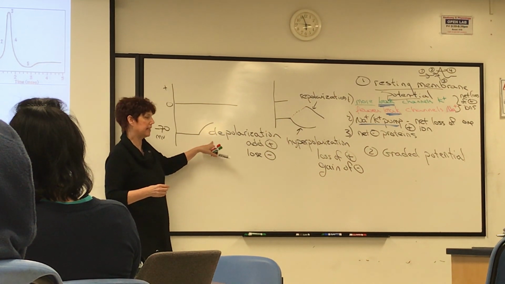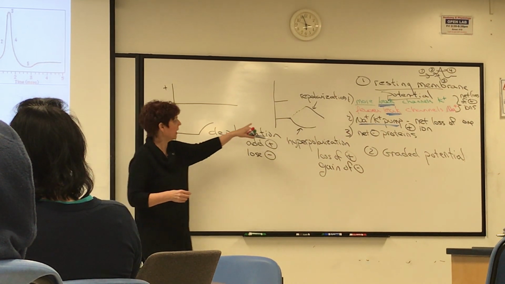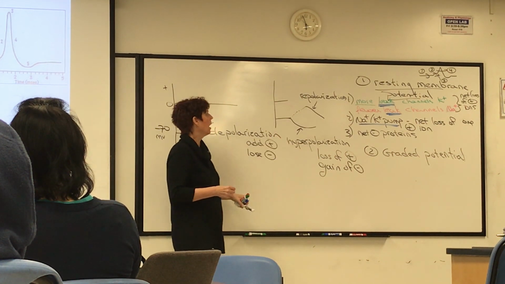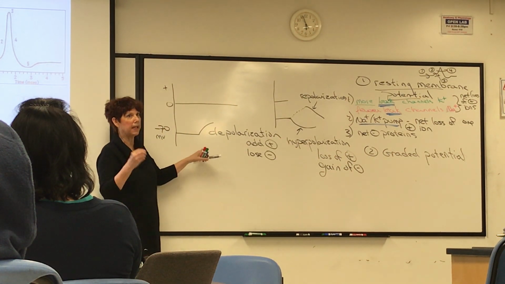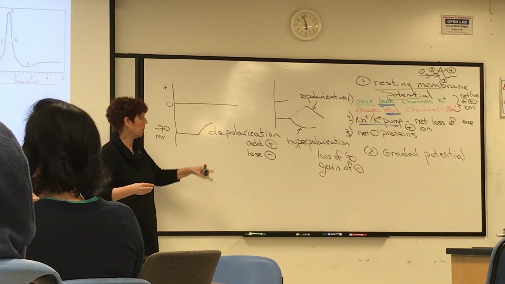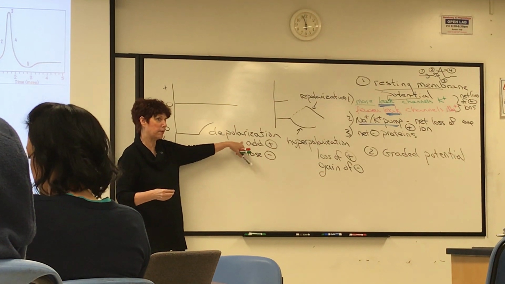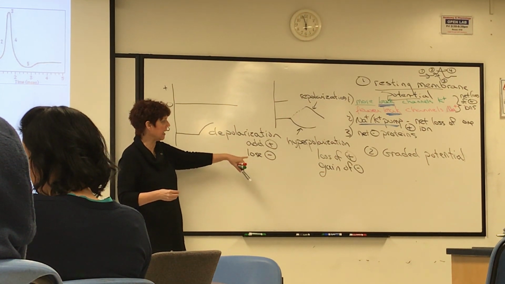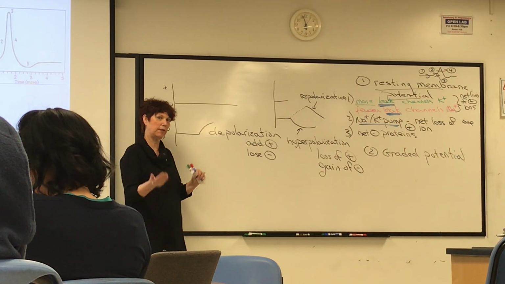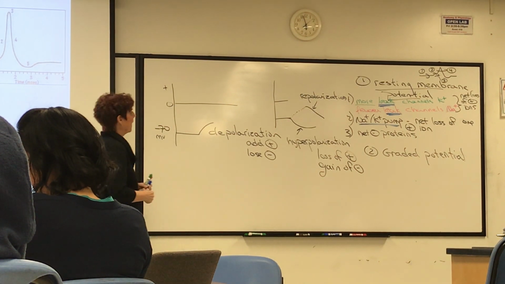Now, graded potentials, as you can see here, can go either direction. They can make the inside of the cell more positive, or they can make the inside of the cell more negative. Okay? And they do so because of a chemical binding to a receptor. So depending on what that receptor is, whether it's open to positive ions or to negative ions, will depend on whether our graded potential is a loss or a gain of those charges.